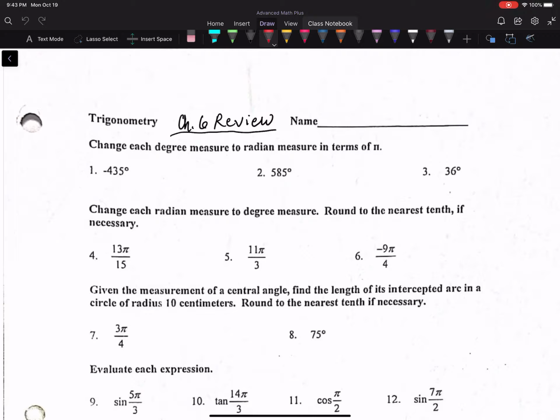So all you're going to do when they're going from degree to radian is you're going to multiply by pi over 180 degrees. Okay, leave your pi. It says write it in terms of pi. That's not an n, that's a pi. So leave it in terms of pi, and basically you just put negative 435 divided by 180 in your calculator and hit math, enter.